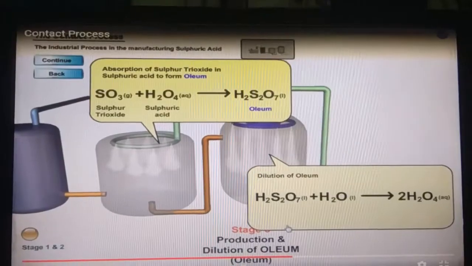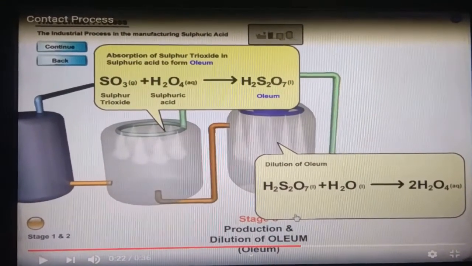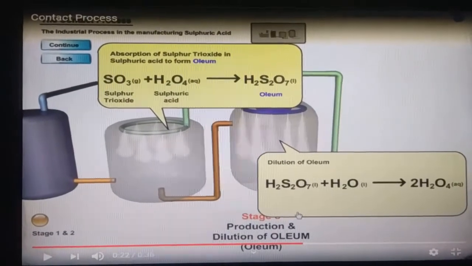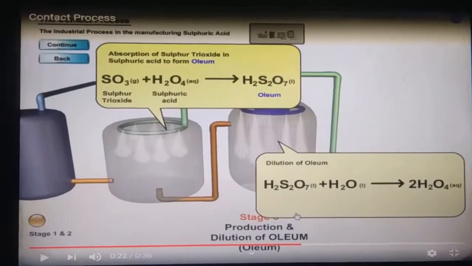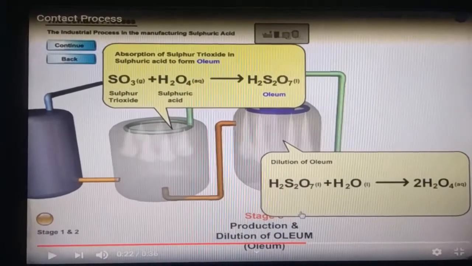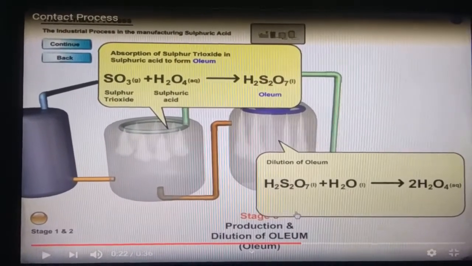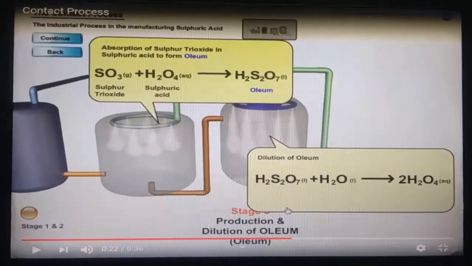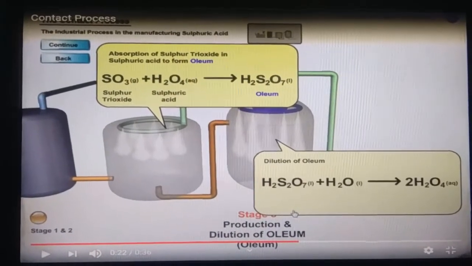In the third stage we watch absorption of sulfur trioxide in sulfuric acid to form oleum. Sulfur trioxide reacts with concentrated sulfuric acid in this chamber and then formation of oleum takes place here. And the last stage is dilution of oleum. When oleum is formed, that is H2S2O7, which is liquid in form, and when water is added to it, then formation of H2SO4 takes place, that is in aqueous state. This is the last stage of production of sulfuric acid.